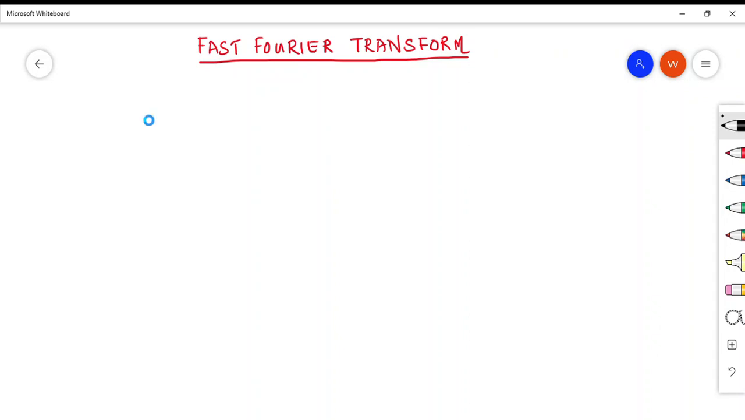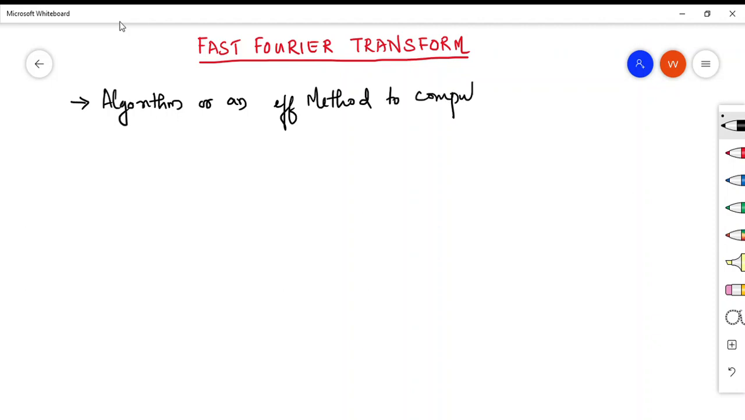So, fast Fourier transform. Now, fast Fourier transform is just an algorithm. This is an algorithm, or an efficient method, to compute DFT using a reduced number of computations.